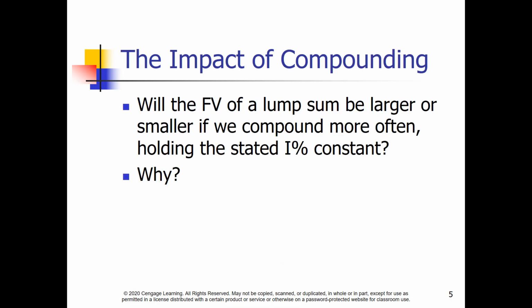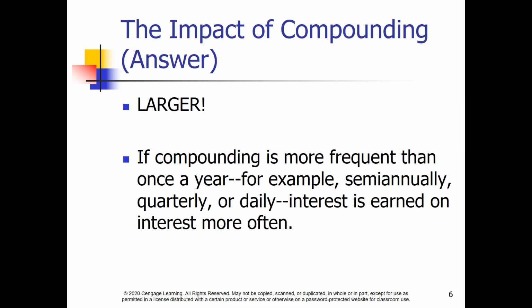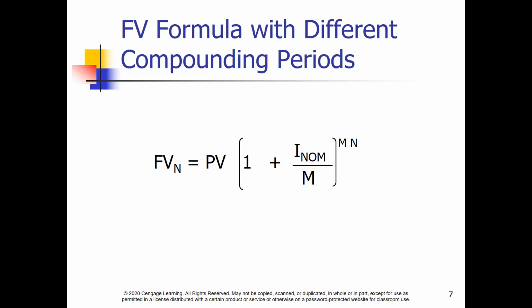Remembering the value of compounding, the future value of a lump sum will be larger the more often the compounding period occurs. Interest is earned more often, so interest on interest grows more rapidly. This formula shows our basic future value formula modified to convert a nominal or quoted rate to a periodic rate. Note that both the rate and the number of periods change.